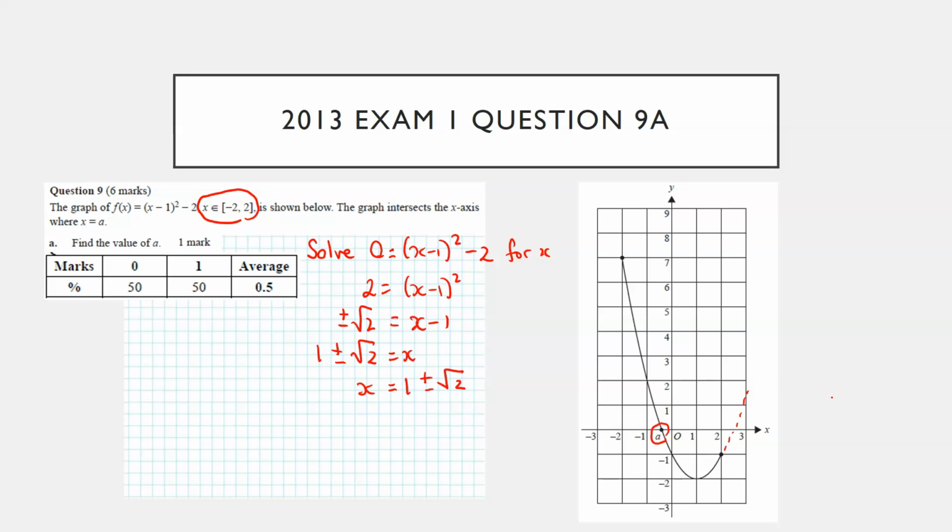root 2. Now, notice that if there was no restriction on the domain, there would be two x-intercepts, one here and one over at a. This one that's actually not there is going to be our 1 plus root 2. So therefore, a is going to be equal to 1 minus root 2, which of course is negative. So that's our answer. Now, a lot of students who did attempt this question actually had the positive answer, which is obviously incorrect.